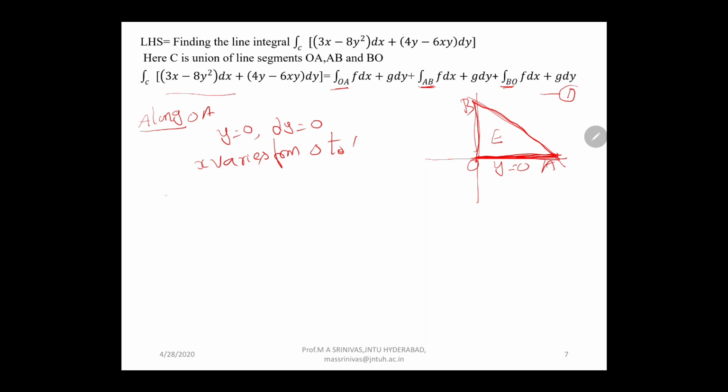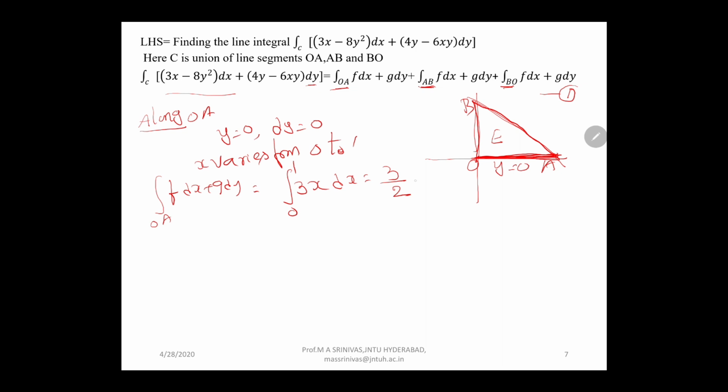Now, what is the integral along OA? This f dx plus g dy, the value is integral from 0 to 1, x varies from 0 to 1. Along OA, dy is 0, therefore this is 0, and only this value will remain. In this, y is also 0, so ultimately 3x, y is 0, 8y will be 0, 3x dx. If I integrate, x square by 2 is the integral, and if I substitute the limits, I will get 1 by 2, 3 by 2.